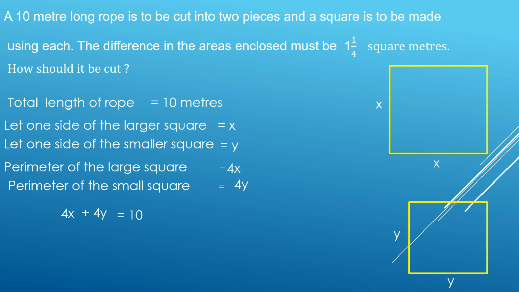So here we have 4 in common. So we are taking 4 outside and what will you get? 4 into x plus y, isn't it? So we get 4 into x plus y equal to 10. So what will be x plus y? x plus y will be 10 divided by 4. And what is that? It's 5 by 2, isn't it? Why? Here we can cancel this 10 and 4 with 2. If we divide 10 by 2 we get 5, and here we get 2. That's why we got 5 by 2. So we got x plus y equal to 5 by 2.